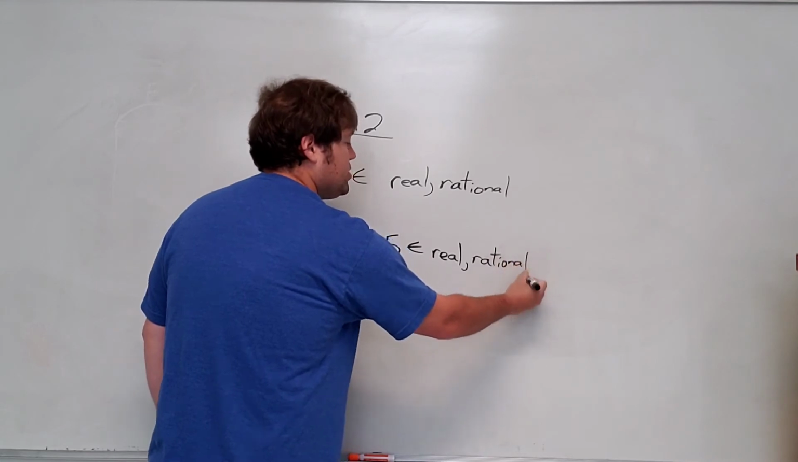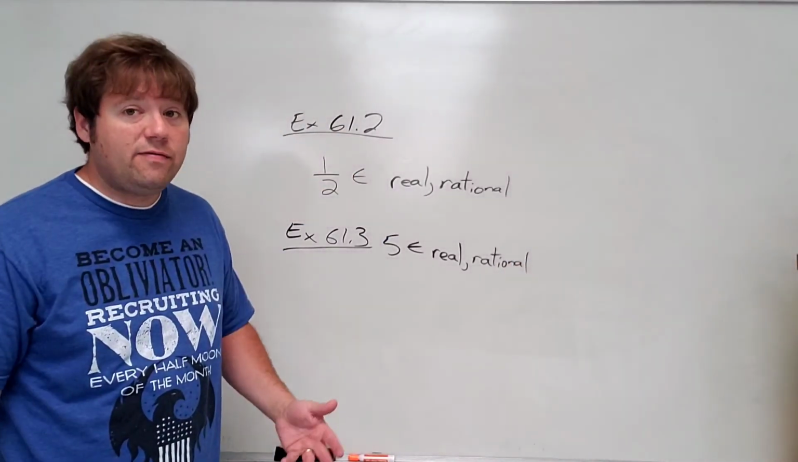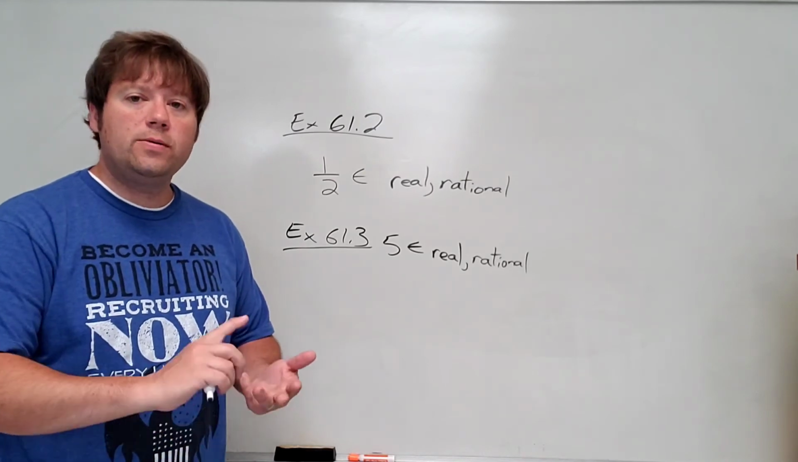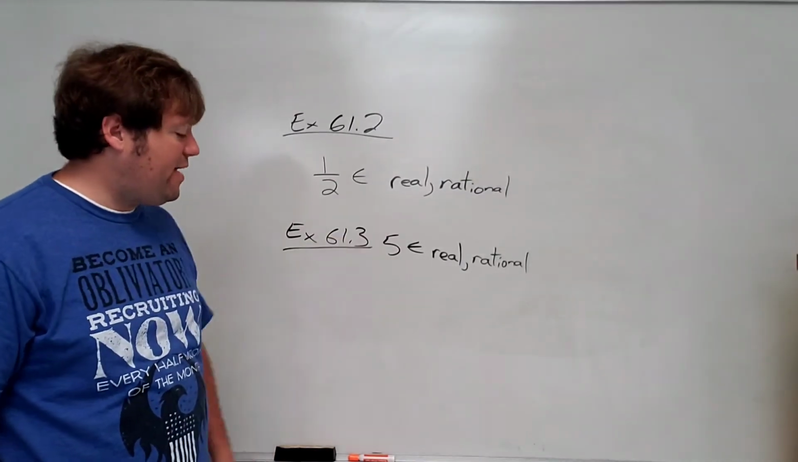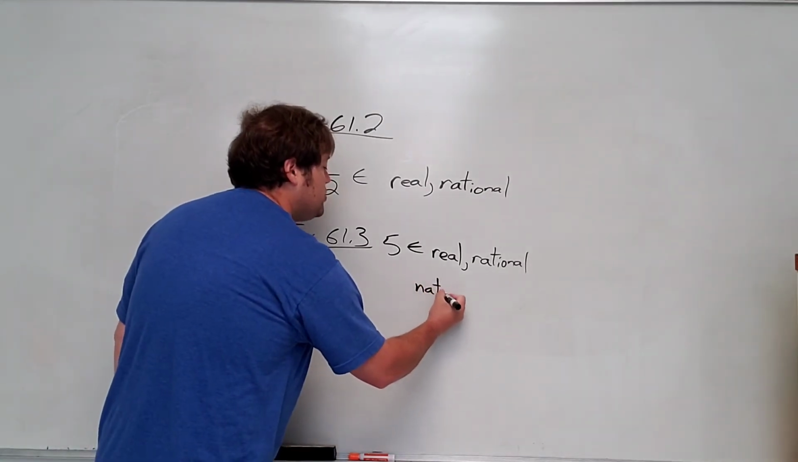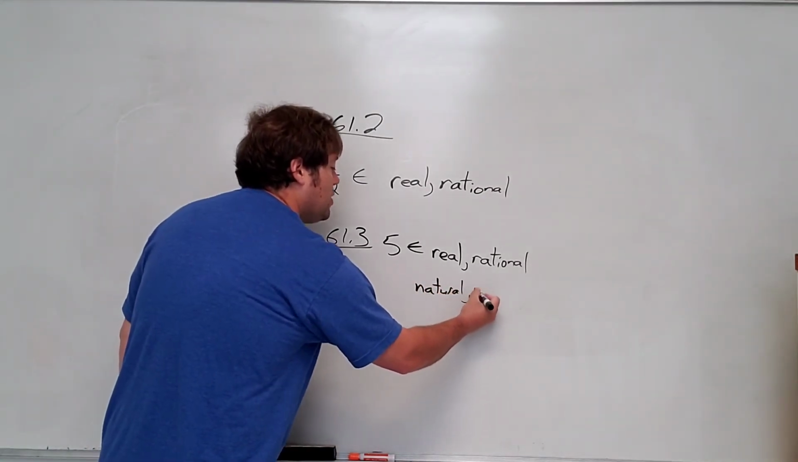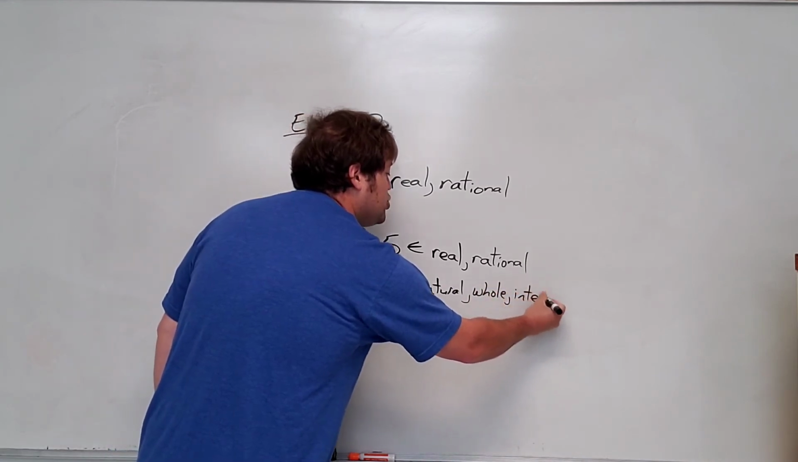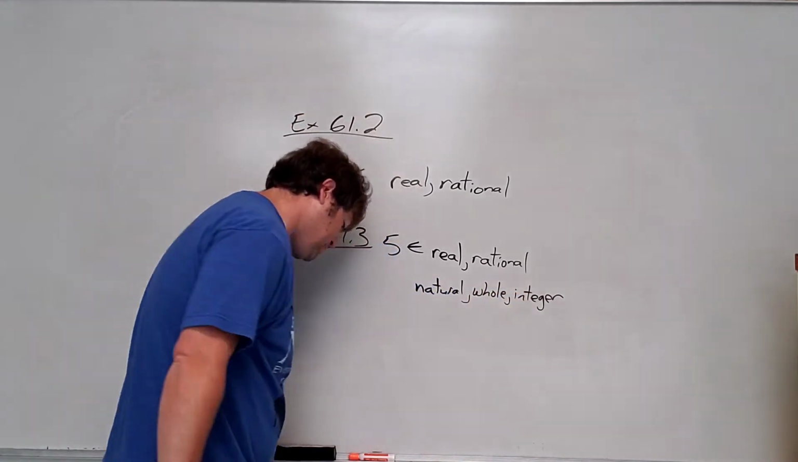And rational numbers can be, they don't have to be, but they can be counting, natural numbers, whole numbers, or integers. The number 5 is actually all of those things. It is a natural number because you use it to count. It is also a whole number, and it is an integer as well.